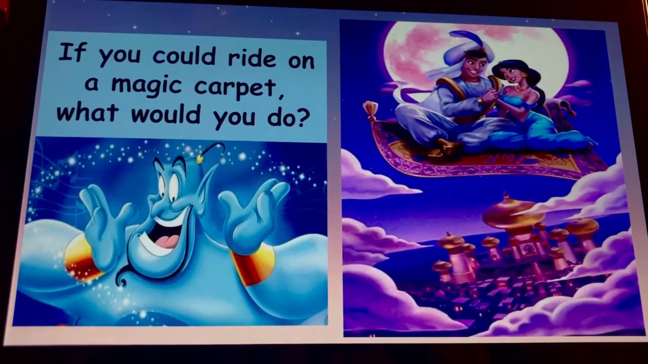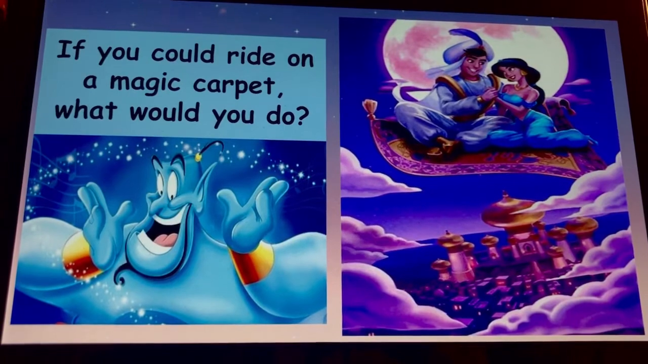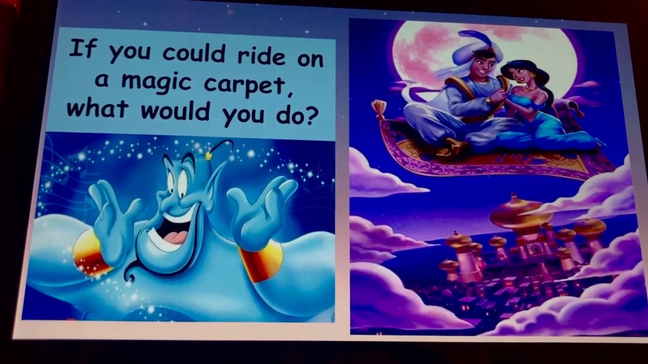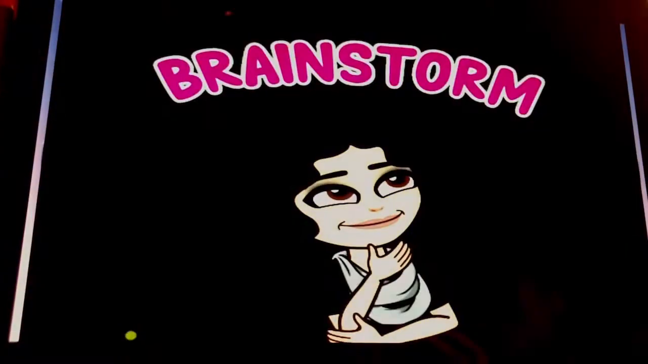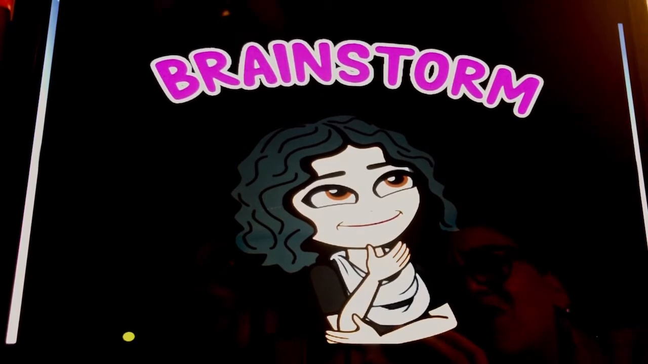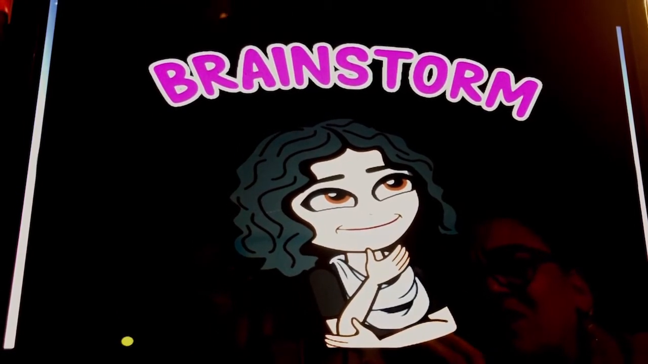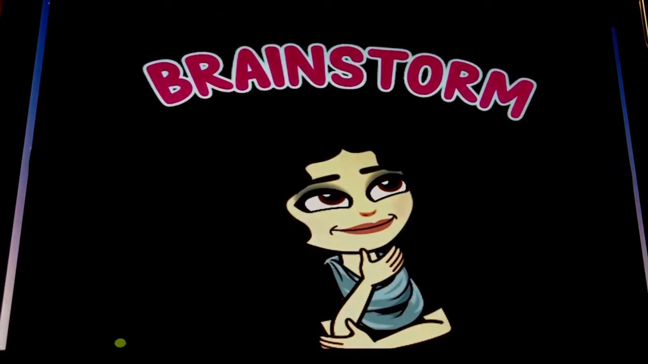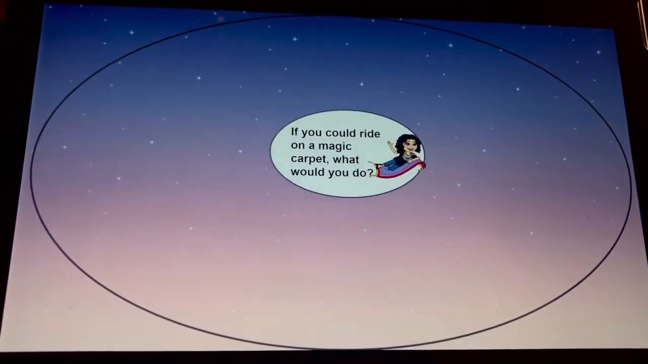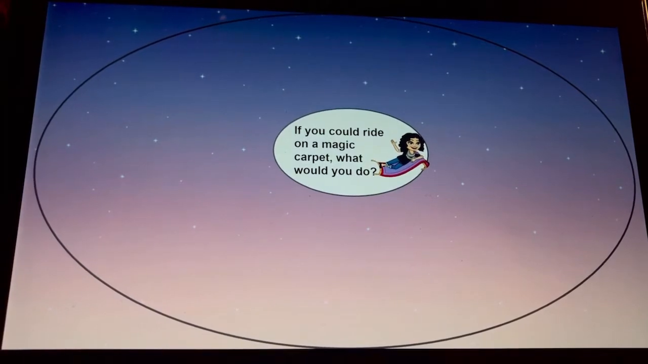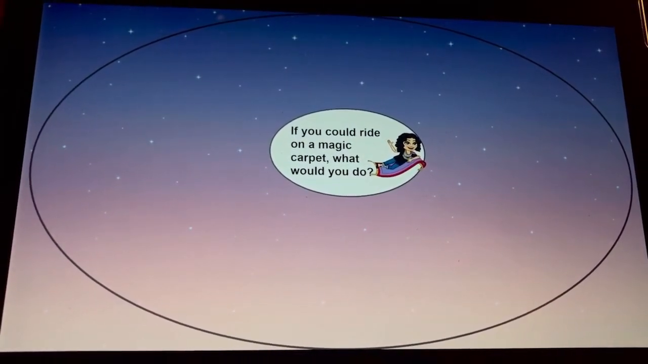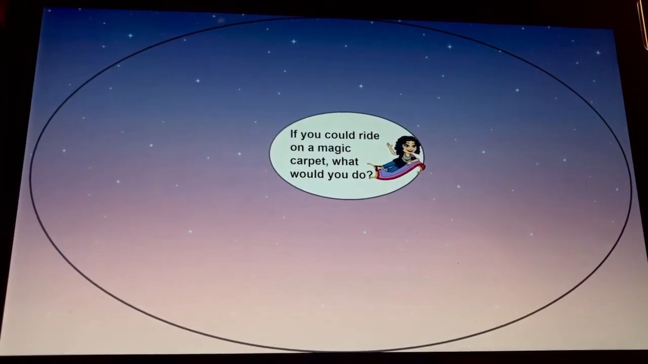So boys and girls, I have a question for you. If you could ride on a magic carpet, what would you do? Now, first we have to brainstorm ideas. What kind of map do we use again to brainstorm ideas? Yay! We use a circle map. And in the middle of our circle map is our writing prompt again. If you could ride on a magic carpet, what would you do?